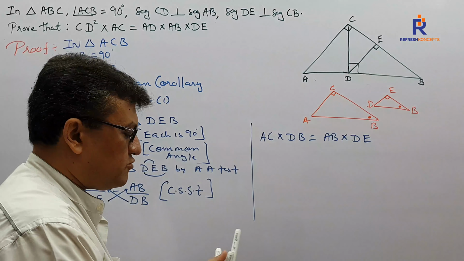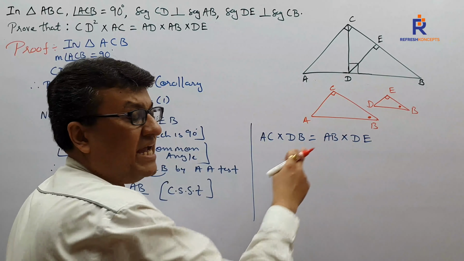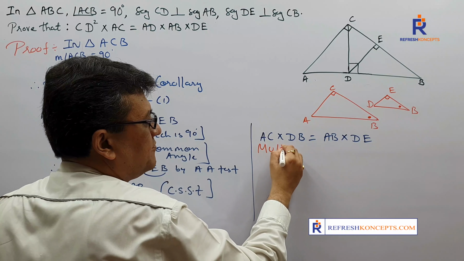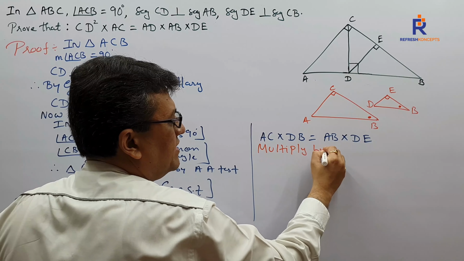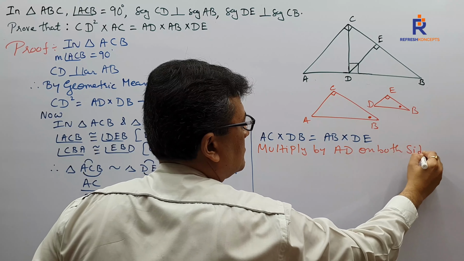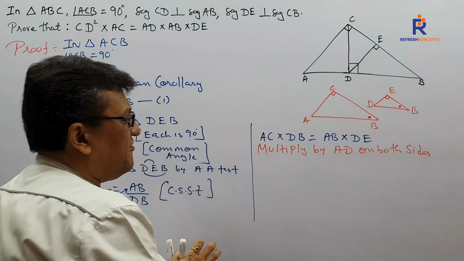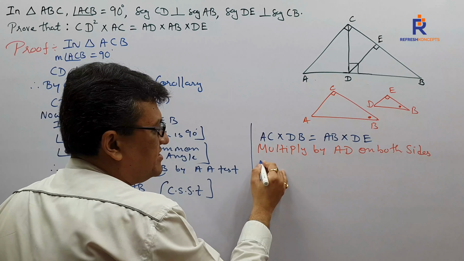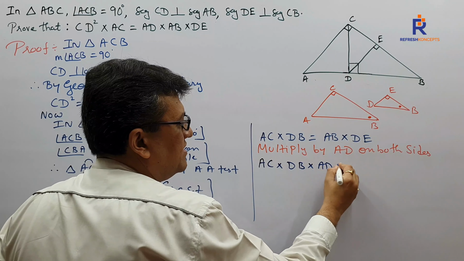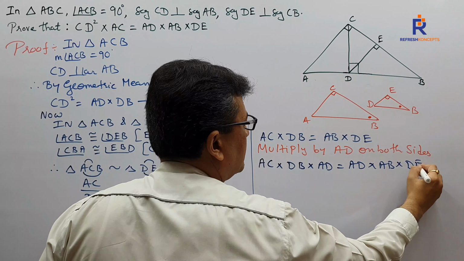I'm writing with a different marker so that you realize that since I want AD, and that too in the multiplied form, I'll write: multiply by AD on both the sides. What if I multiply by AD on both the sides? AC into DB into AD is AD into AB into DE.